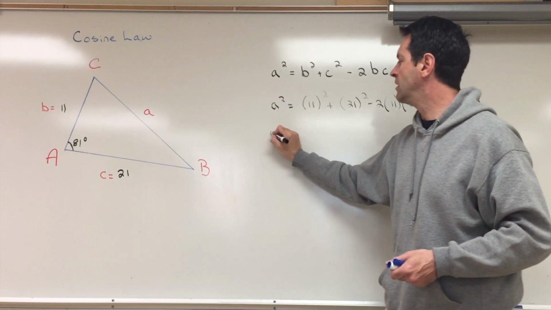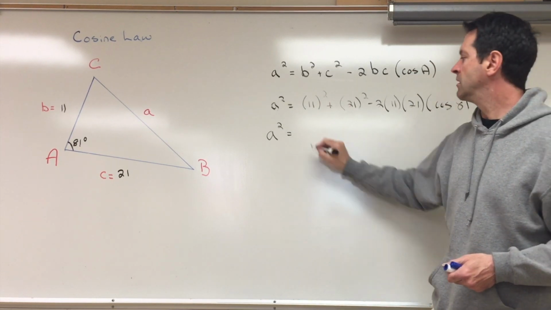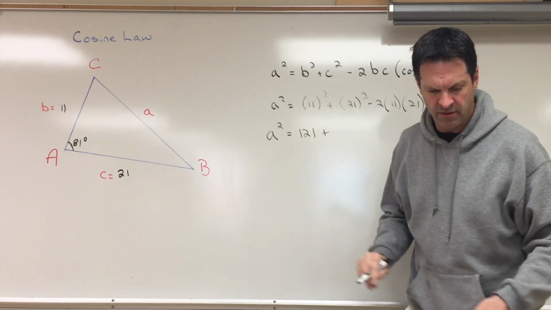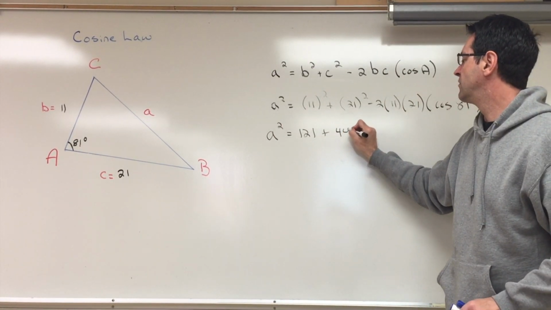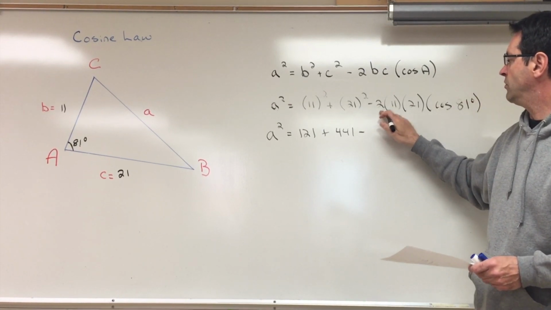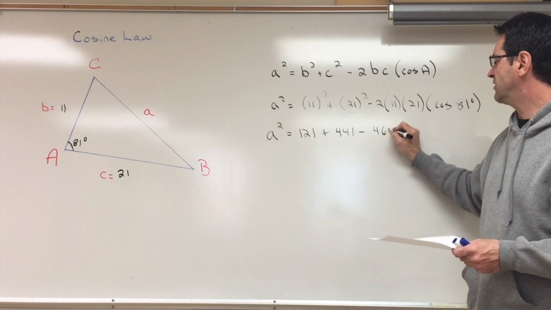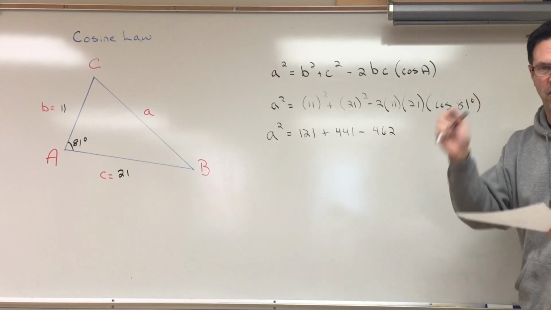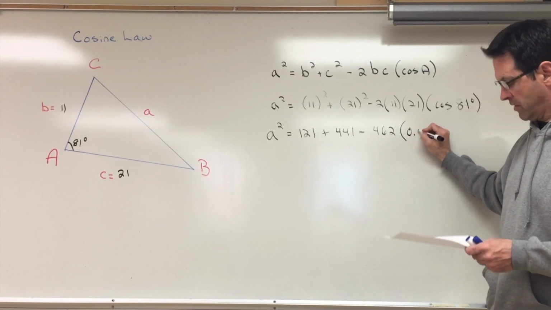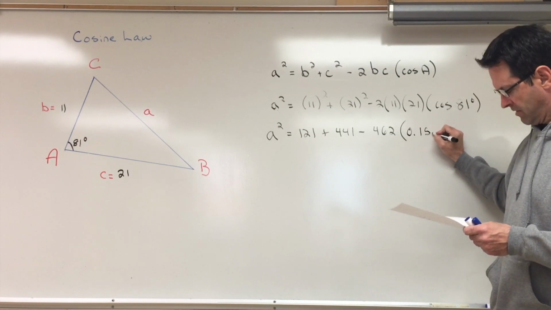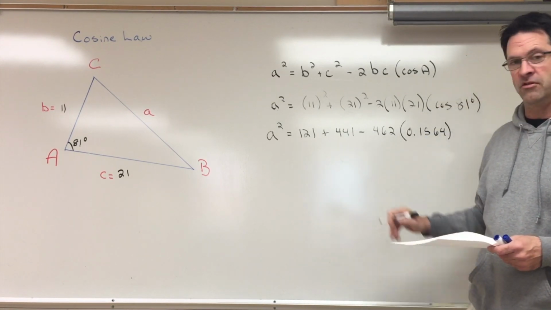Okay, we'll simplify this down. Using BEDMAS, 11 squared, that's 121, plus 21 squared, that's 441, minus 2 times 11 times 21, that works out to 462, and then we can take our calculator, cosine 81 degrees, and that works out to 0.1564. Now you could hit pause and finish this up and then check your answer at the end.